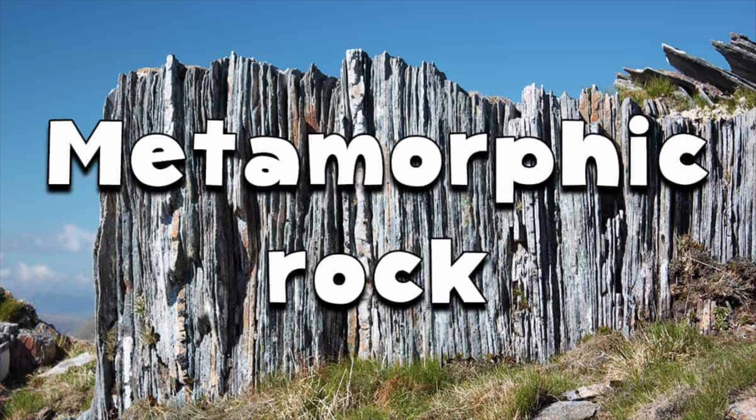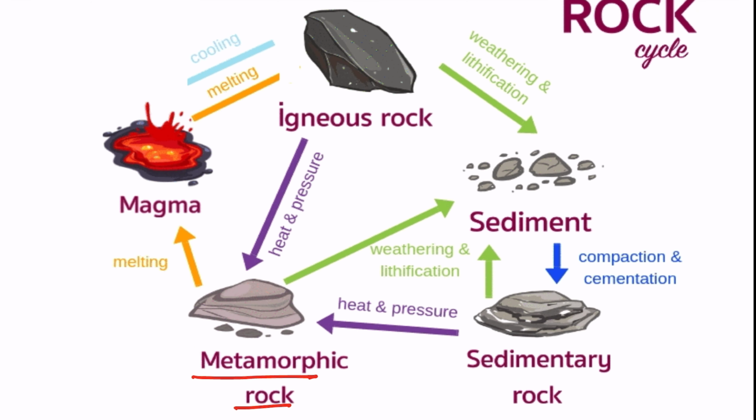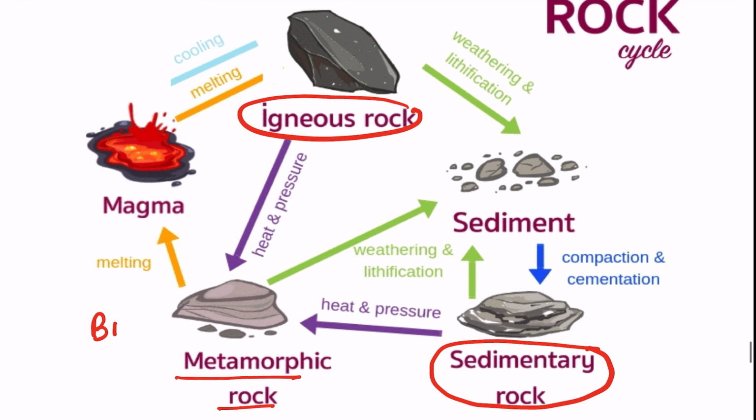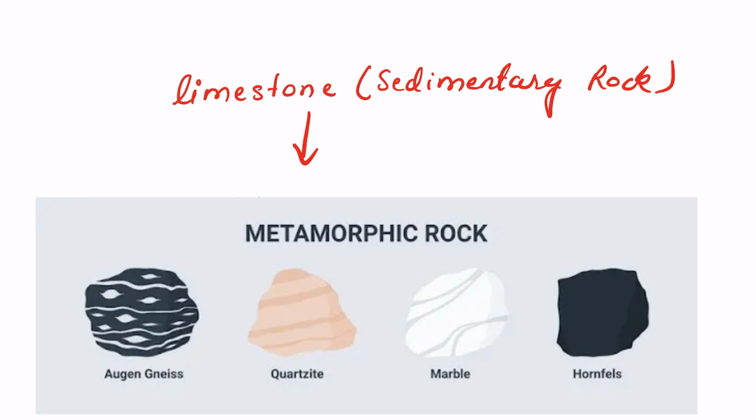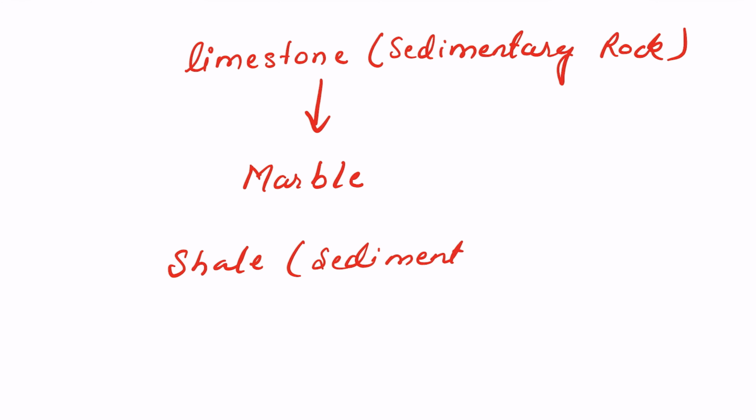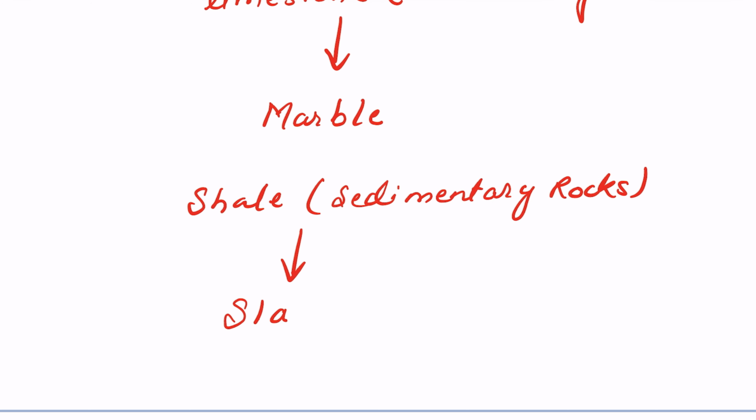Now let's dive deep underground where we find metamorphic rocks. These rocks start as either igneous or sedimentary rocks, but when they are buried deep beneath the Earth's surface, they're exposed to intense heat and pressure. This changes them into metamorphic rocks without melting them. For example, limestone turns into marble and shale turns into slate.